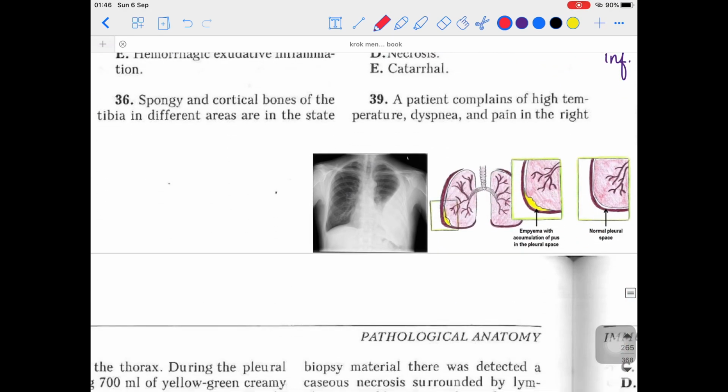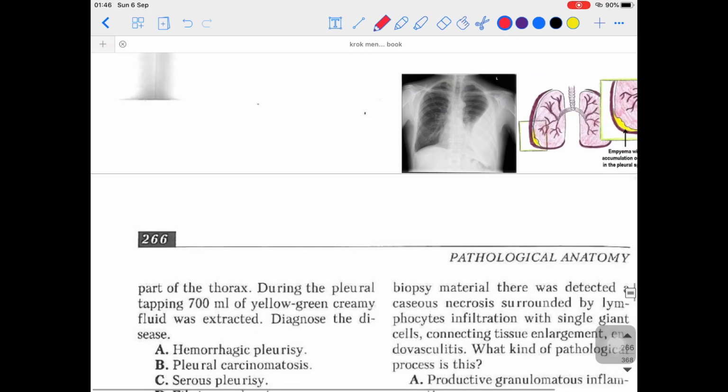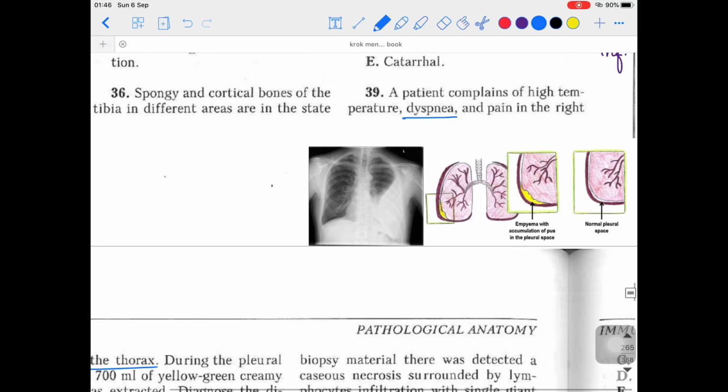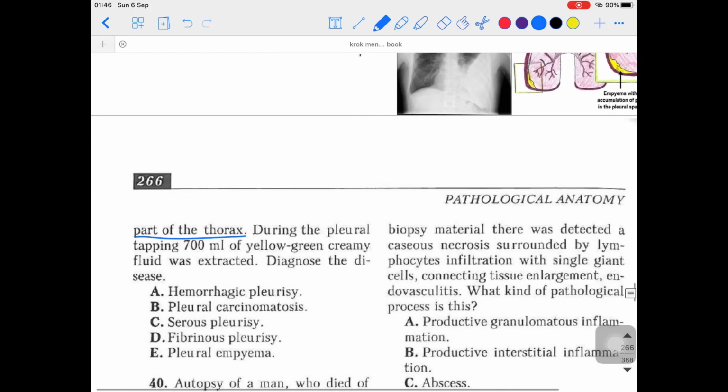39. A patient complains of high temperature, dyspnea and pain in the right part of the thorax. They were talking about the dyspnea and the pain over there, and high temperature. During the pleural tapping, we are actually inserting the needle and removing an extra amount of fluid from there. So 700 ml of yellow green creamy fluid. So guys, creamy means what? Creamy means pus, isn't it? So this is the type of suppurative or purulent inflammation.